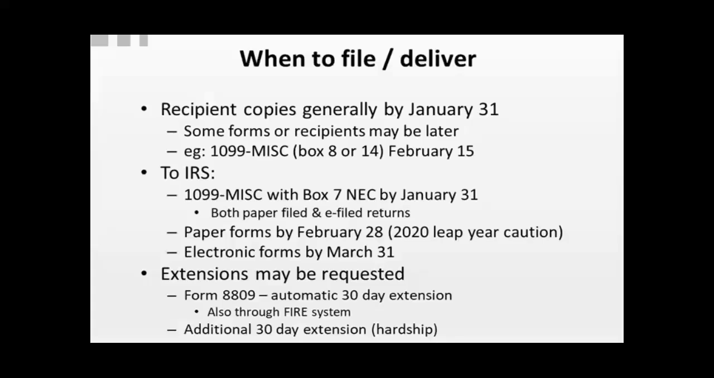Extensions may be requested for filing. Form 8809 is used to do that. You can file that through the FIRE system as well as the forms, but you can get an automatic 30-day extension for most forms, but not for W-2s and not for Form 1099 miscellaneous with non-employee compensation reported, and in 2020, not for the 1099 NEC. We'll look at the 8809 in a moment. If you had an automatic extension with a hardship, you can get an additional 30-day extension in many cases.